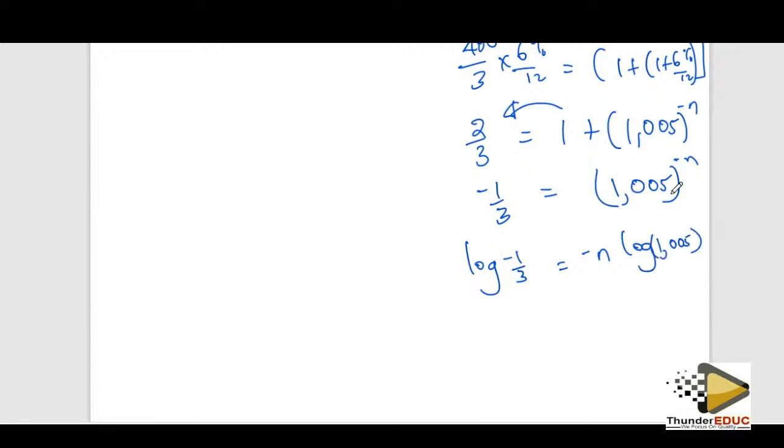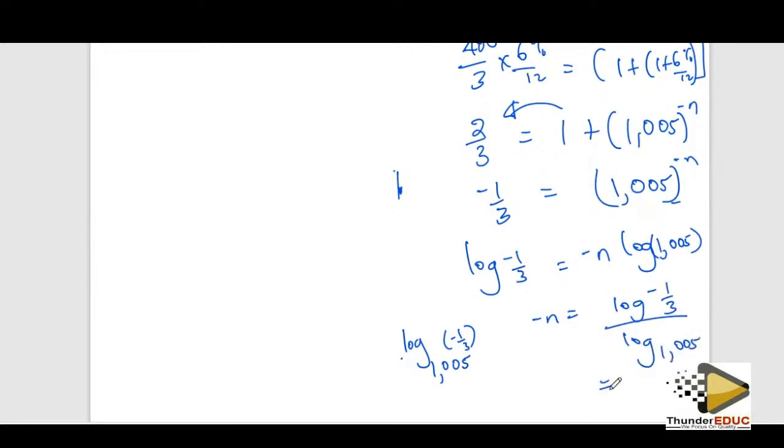Alternatively, I can just make this as a base so that I have log of the same base, and then I have my negative 1 over 3 is equal to negative N. So divide both sides, so negative N is equal to negative a third over the log of 1,005. We should get a negative answer, 1,005, using the second.